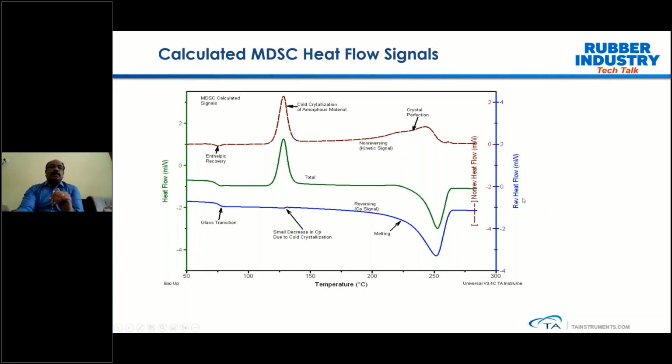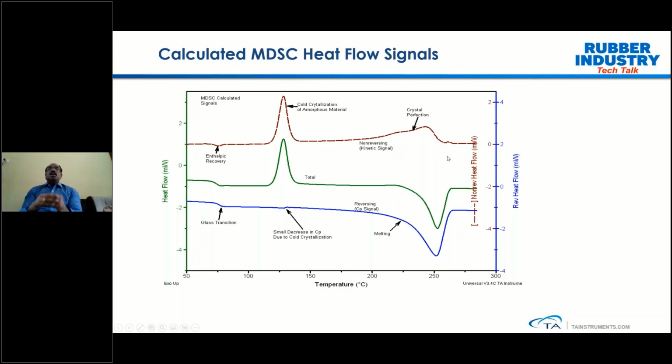When you look at the reversible heat flow, which is basically only showing the transitions which are reversible or thermodynamic in nature, one is the glass transition temperature, and the other is the melting point. So these are the thermodynamic events which are easily measurable. Another is the non-reversible, which shows all the kinetic events. You can even see a small endothermic peak occurring close to the glass transition, which is because of enthalpic recovery, followed by the crystallization and then crystal perfection.